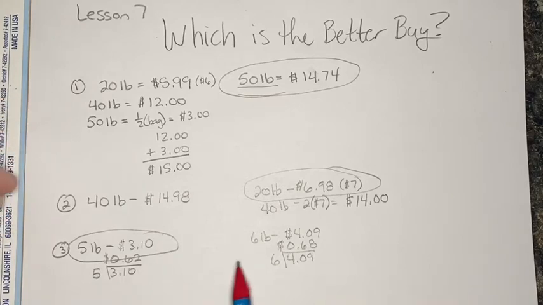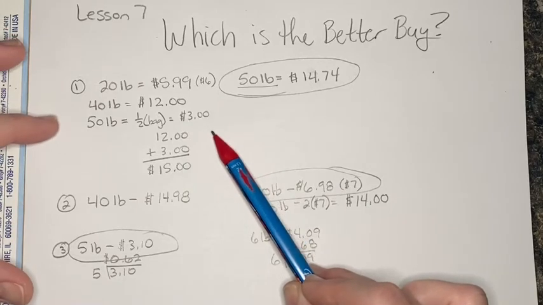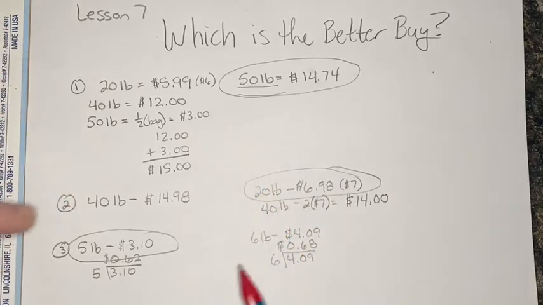Okay, like I said, here we could easily double it. Here we doubled and then took a half a bag. This problem does not work out that way. We just need to do it the regular tried and true method, taking the price divided by the number of units to give us the price per unit. All right, and that's our lesson on the better buy, lesson 7.